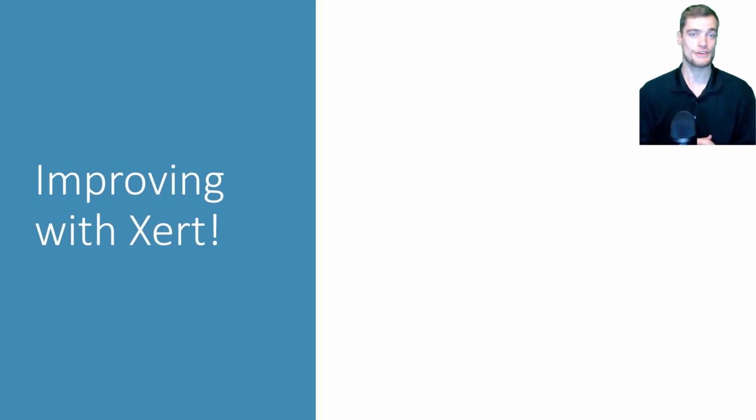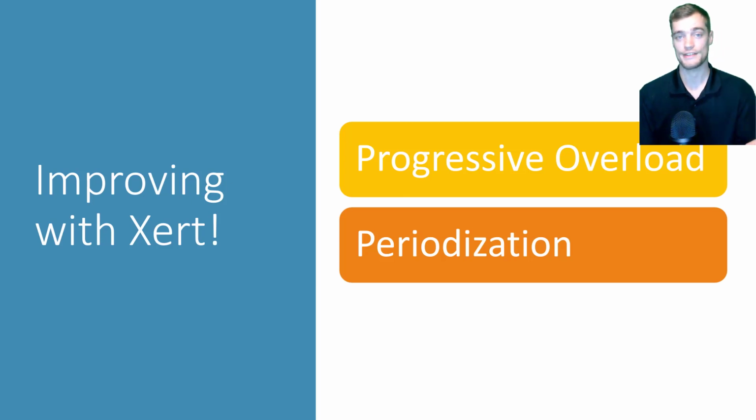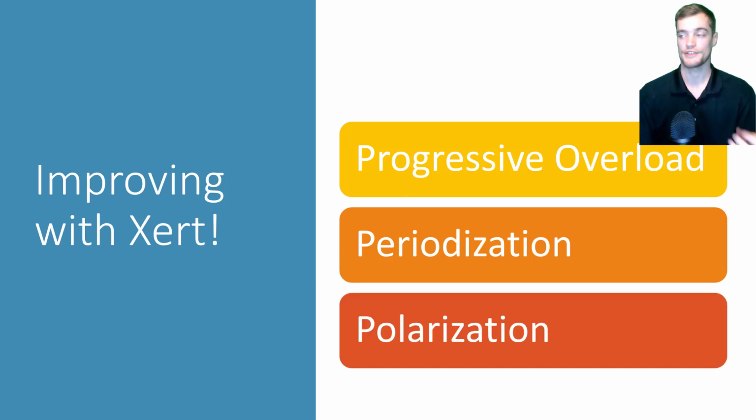Now that you have a good understanding of how Xert quantifies your training, we can transition into the bulk of today's content, which is centered on using Xert to help you improve. And to do this, I'm going to cover a couple key concepts that Xert uses to help you improve. I call them the 3 Ps. We have progressive overload, periodization, and polarization.